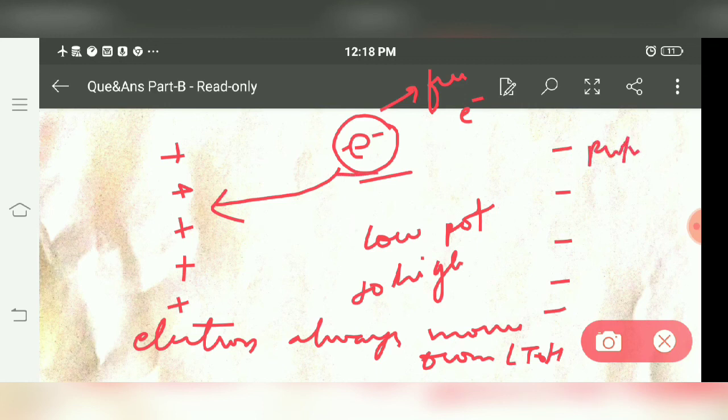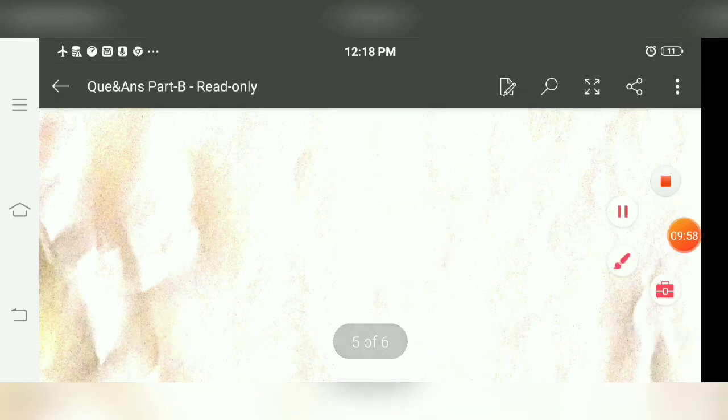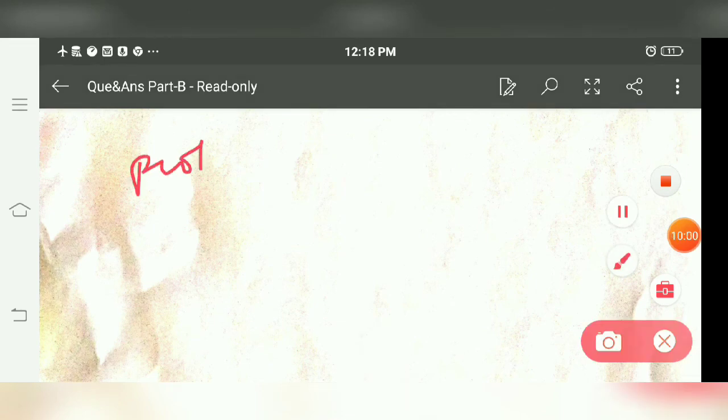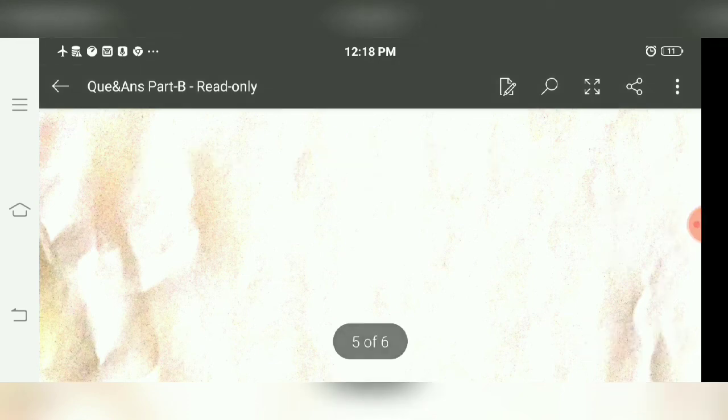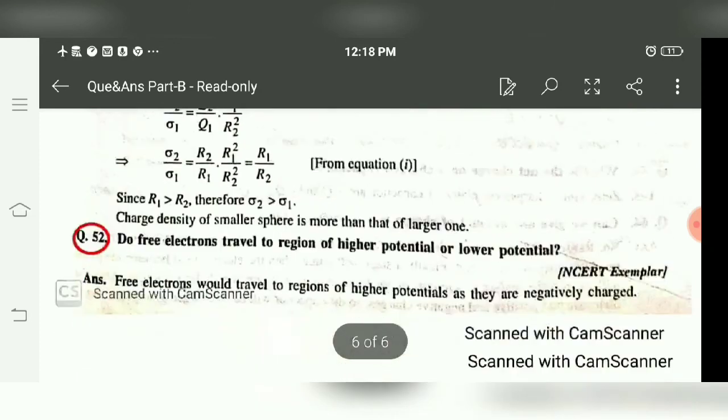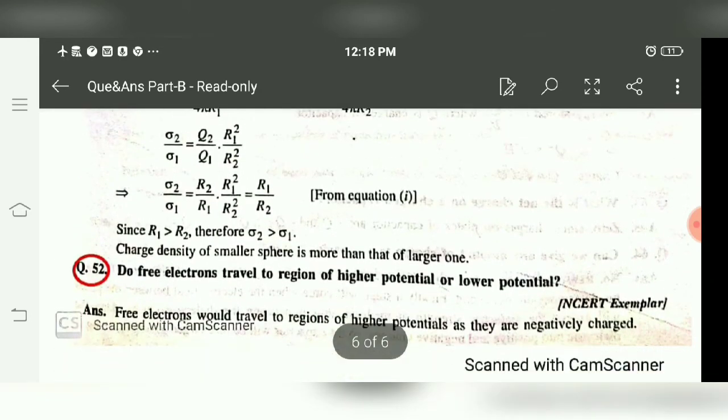Suppose instead of an electron we have a proton. So we have a proton here, E plus, then it moves toward negative. So a proton always moves from a body at high potential to a body at low potential. So these are the cases. So free electrons will always travel to the region of high potential because they are negatively charged.